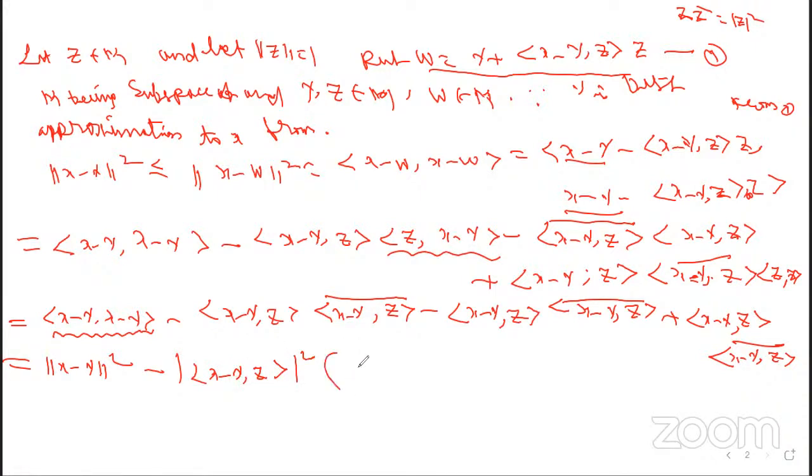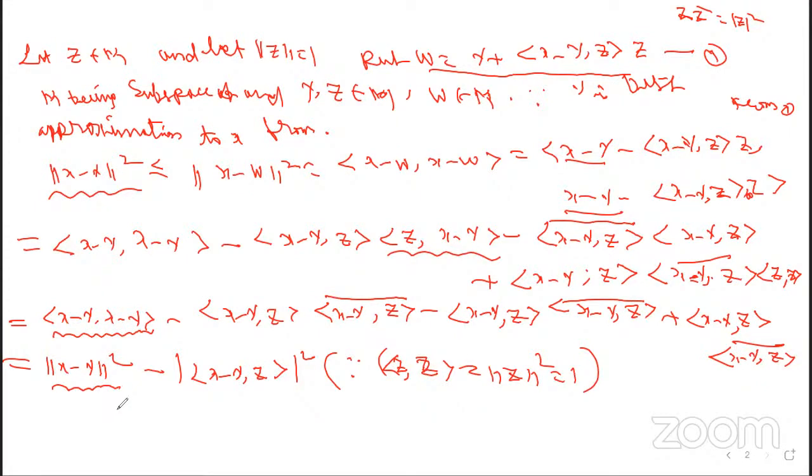That means here, since inner product of z comma z is nothing but norm z whole square, which is equal to 1. So hence the result. Here observe, first LHS also has norm x minus y whole square, RHS also has norm x minus y whole square. These two will get cancelled.